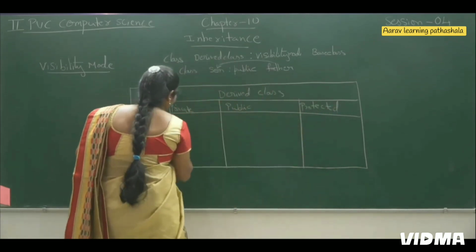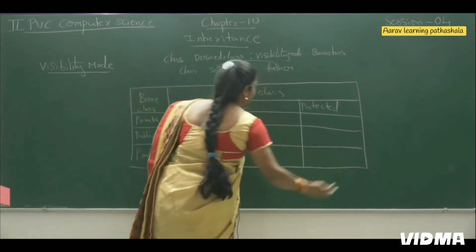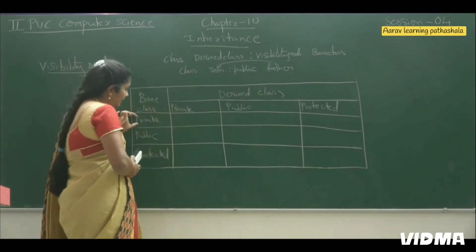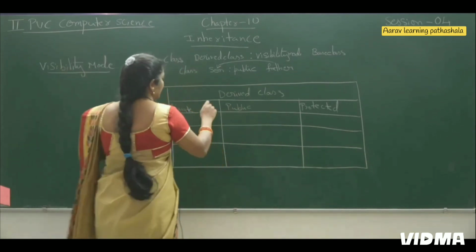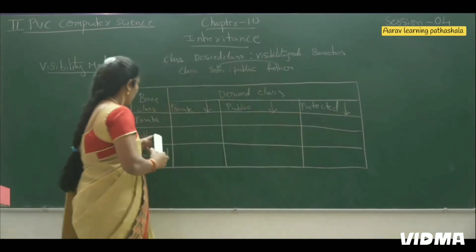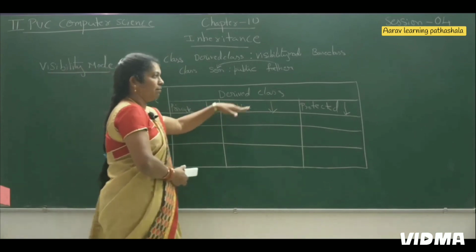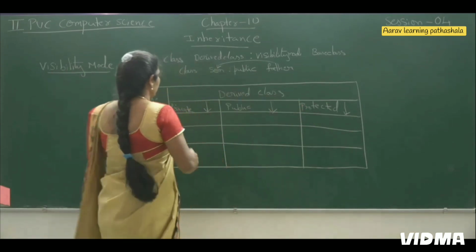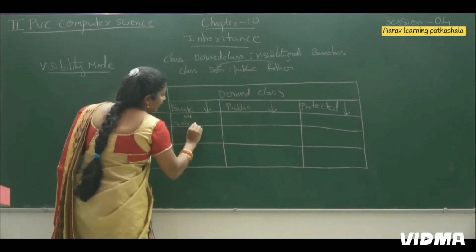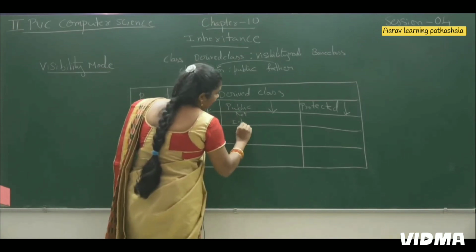Now, how to identify and remember this table? There is a technique to remember this table. While writing down this pattern and explaining it, explain in column-wise format. Then it will be easy for you to remember. If the base class is private, in the derived class it may be private, public or protected. In any case, write down not inherited.